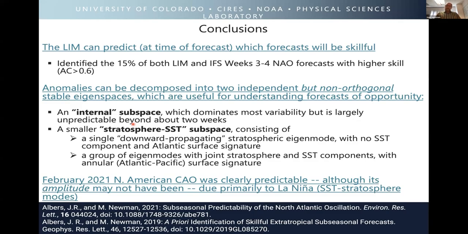There's an internal subspace which dominates most of the variability. Again, it's important to remember that most variability at week 3 and 4 timescales is not predictable. It's this smaller subspace contained within this set of eigenmodes, which we've labeled the joint stratosphere SST subspace, which basically consists of this downward propagating stratospheric eigenmode, which has more of an Atlantic surface signature, and then a group of eigenmodes with joint stratosphere and SST components.